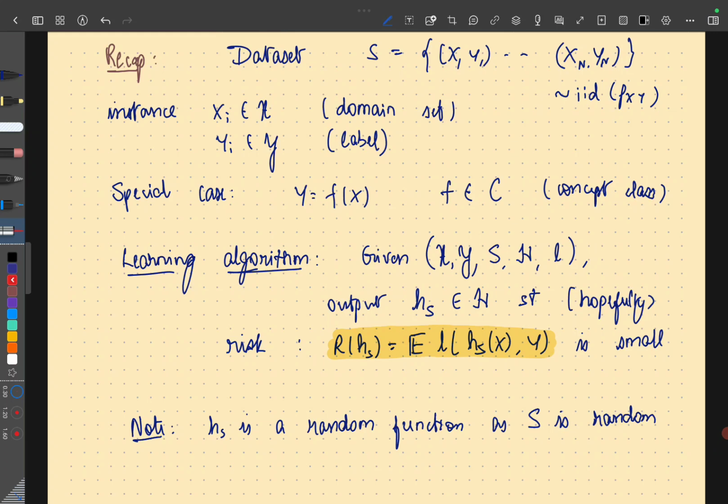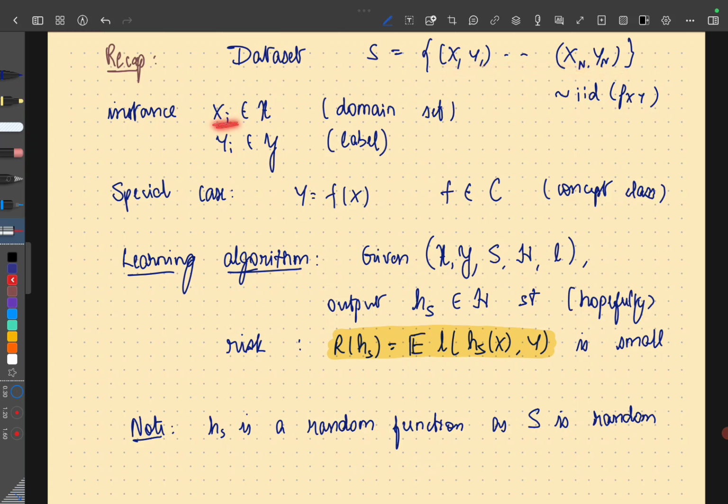Okay, so let's continue where we stopped last time. Quick recap. In the last class, I set up this problem of supervised learning, wherein we're given a data set, S, which I'll always denote S. So this is a set of labeled pairs of points.